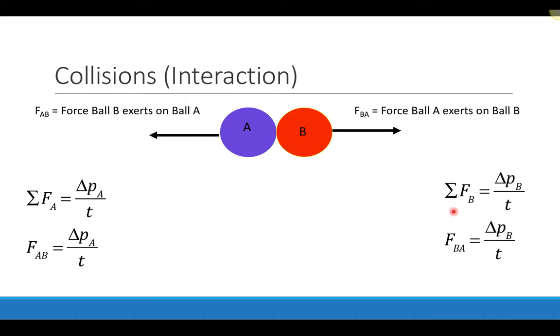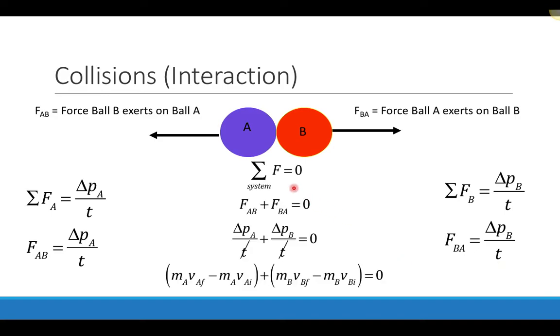I can do the same thing for ball B, and I know that the net force on ball B is the change in momentum of ball B over the time interval. The only force exerted on ball B is this force that ball A exerts on ball B, and that's going to be equal to the change in momentum over the time.